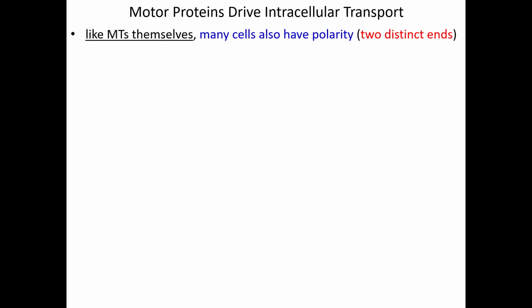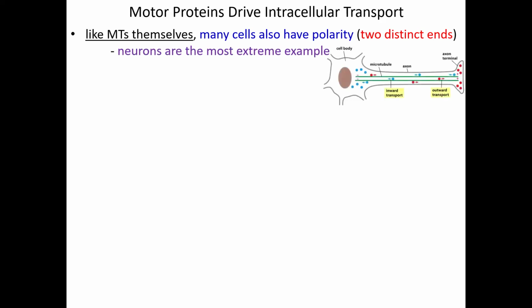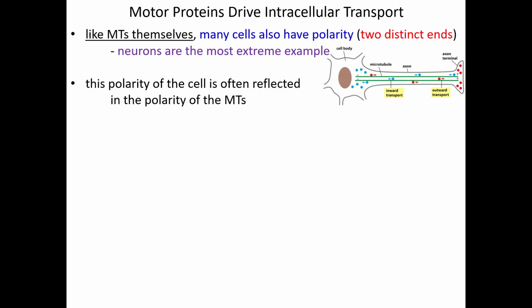Like microtubules themselves, many cells have polarity. They have two distinct ends. And the most extreme example of that is neurons. We have a soma with dendrites on one end of the neuron, and then very far away down the axon, we have axon terminals on the other end. And those two ends of the neuron couldn't be any more different, structurally or functionally. Dendrites and the soma look very different than the axon terminal, and we receive messages at the soma, and we send messages through the axon terminal.